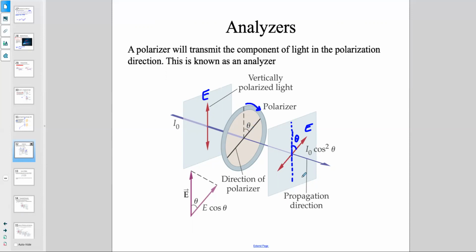Then the outcome will have an intensity of I0, which was the initial intensity, times the cosine squared of theta. The reason for that is pretty obvious: this E has a component along this direction, which is E cosine theta. And thus, if you want to find the intensity, you have to square it. So I have I being I initial times the cosine squared of theta.